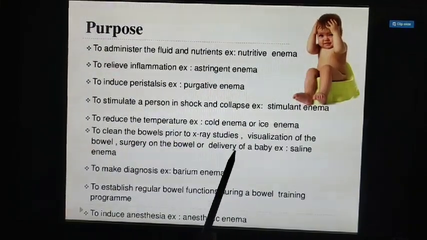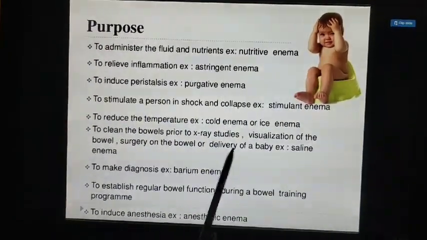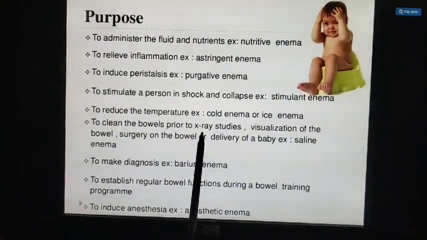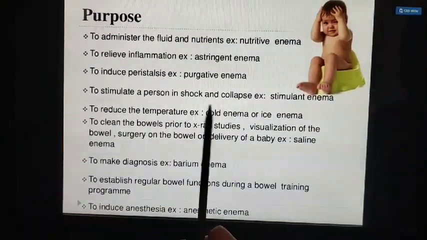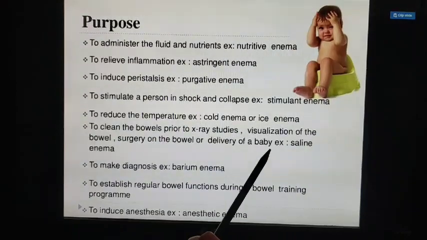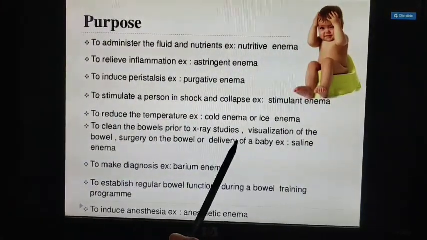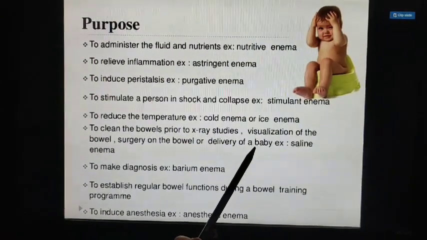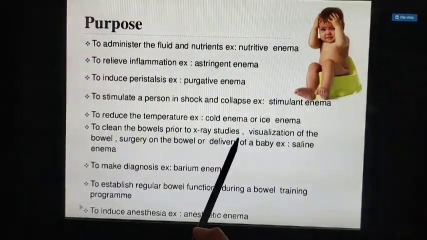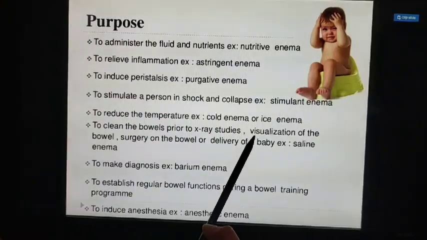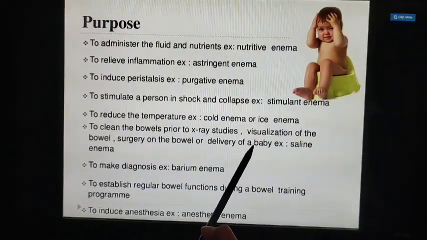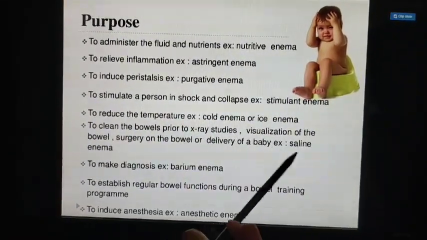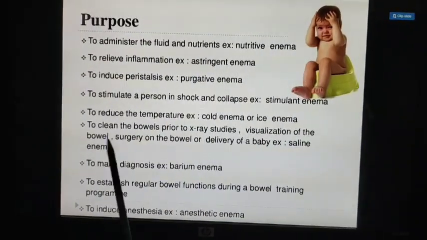This is a very rare case. We can give an enema, of course we have to give. For the delivery of any baby, we have to give an enema to the pregnant woman, because the fecal matter is there, the pain is more, and sometimes complications will happen. So for a normal delivery or a cesarean section, we have to give this enema, that is a saline enema or simple enema, we can say.